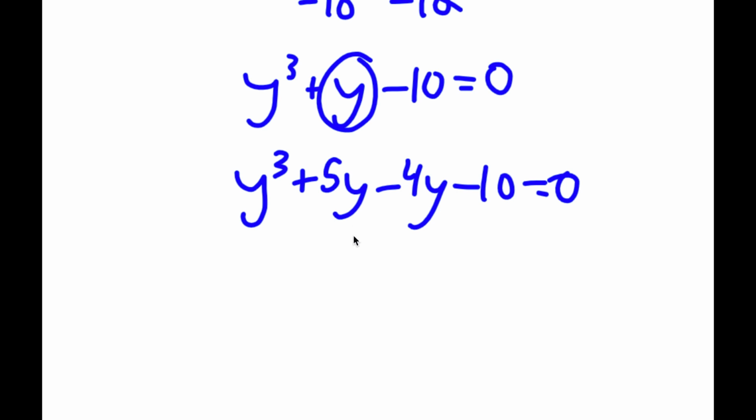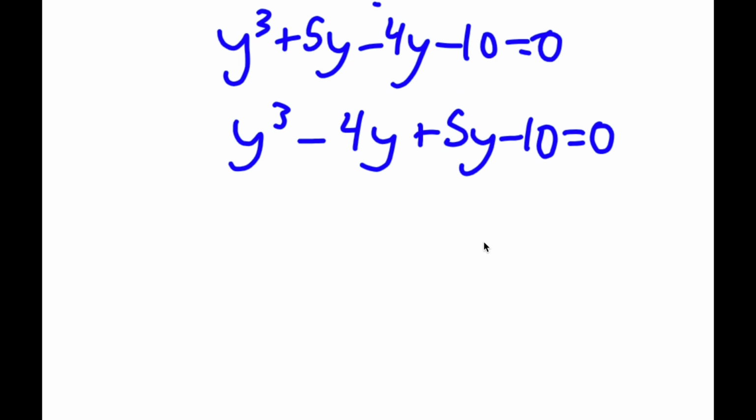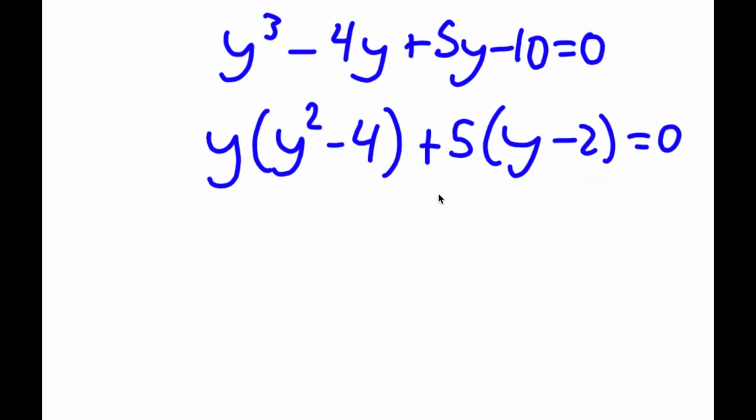And now I'm going to switch the order, sorry. So now I have y to the power of 3 minus 4y plus 5y minus 10 is equal to 0. Now from y to the power of 3 minus 4y, I'm going to factor out y. So I get y times y squared minus 4, plus from 5y minus 10, I'm going to factor out 5. So I'll get 5 times y minus 2 is equal to 0.